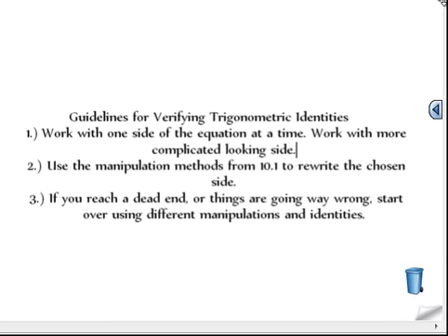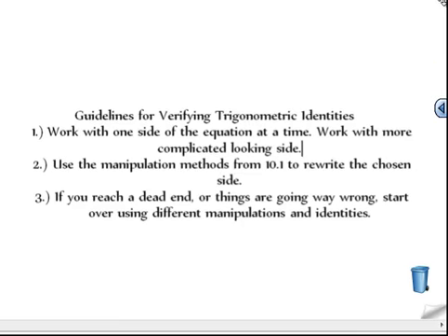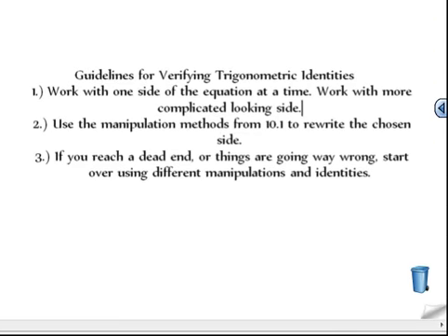Alright, so here are some guidelines for verifying trigonometric identities. I am going to bring back up the 10.1 things that we went over. I'm going to first be giving you the different manipulation methods that you can do, and then also the trig identities that we were using. So I am going to be reviewing those, but these are some new things that you might want to write down. So when you are verifying trig identities, you work with one side of the equation at a time.